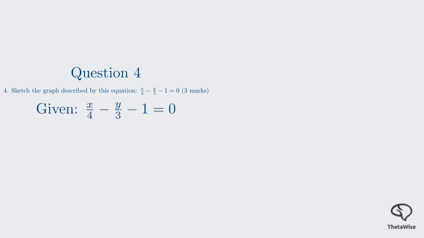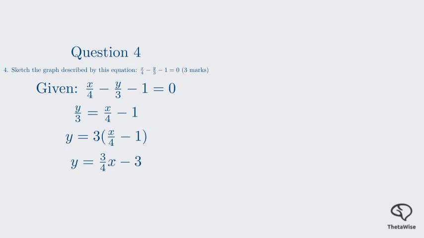We have the equation x over 4 minus y over 3 minus 1 equals 0. Let's isolate the y term. We can rearrange the equation to have y over 3 on one side, so y over 3 equals x over 4 minus 1. To get y by itself, we multiply the entire equation by 3. This gives us y equals 3/4 x minus 3.